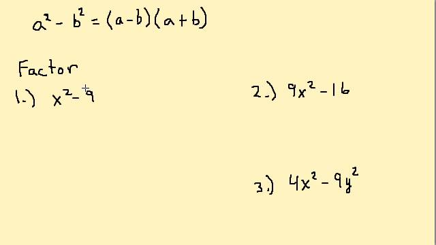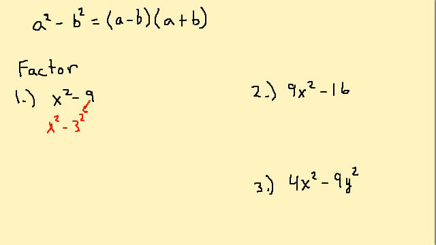Now, here we have the difference of two squares. A squared minus b squared equals a minus b times a plus b. Now let's look at this first problem. x squared minus 9. When I look at this, I notice this is the difference of two squares, because I can write this as x squared minus 3 squared. I can rewrite the 9 as 3 squared.